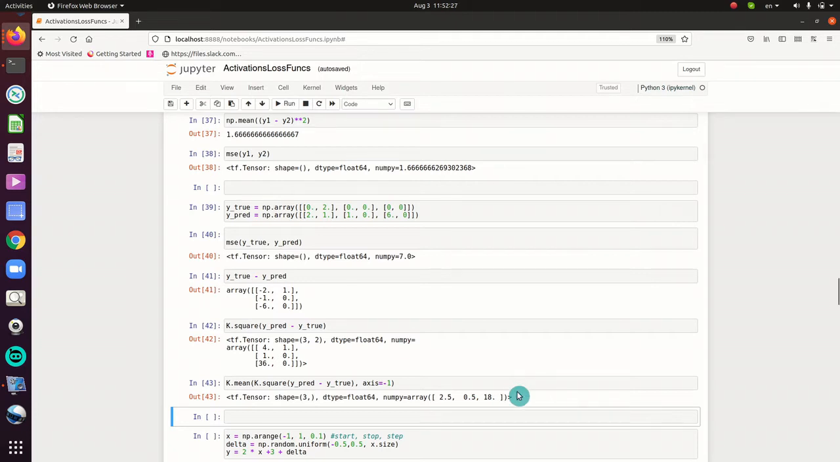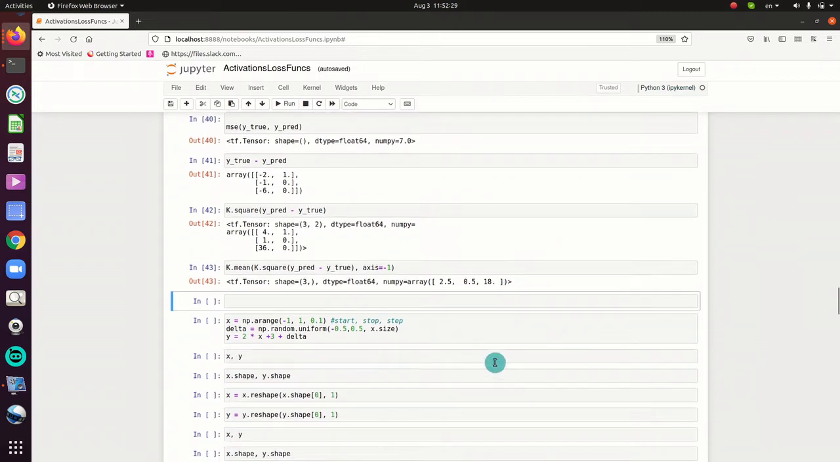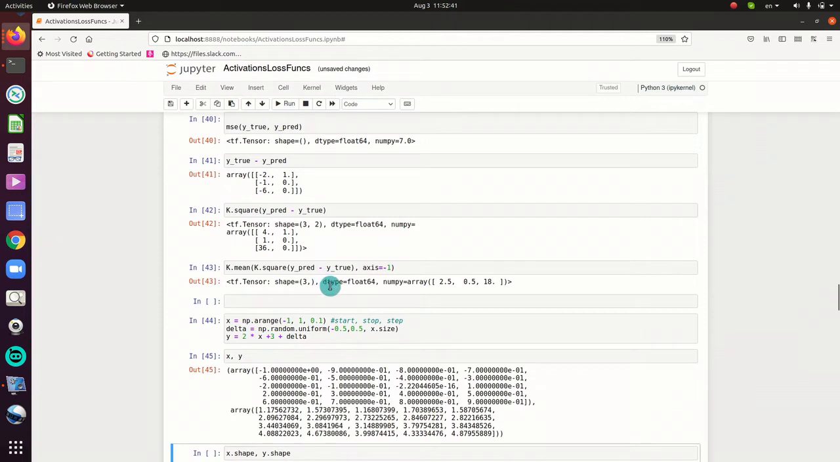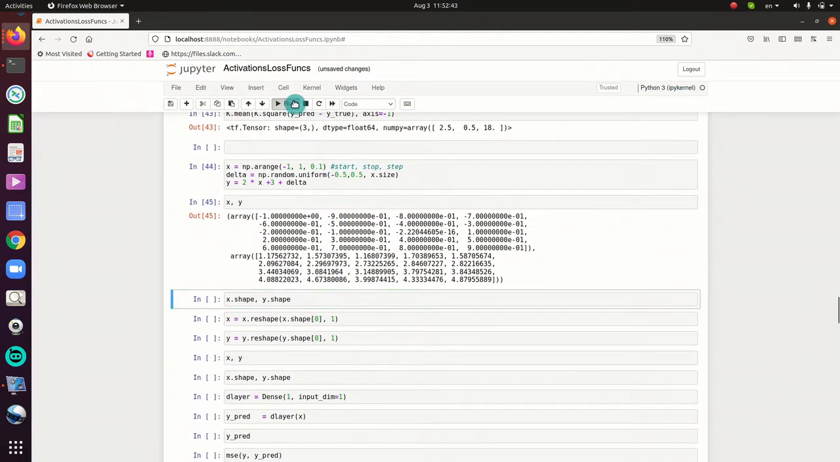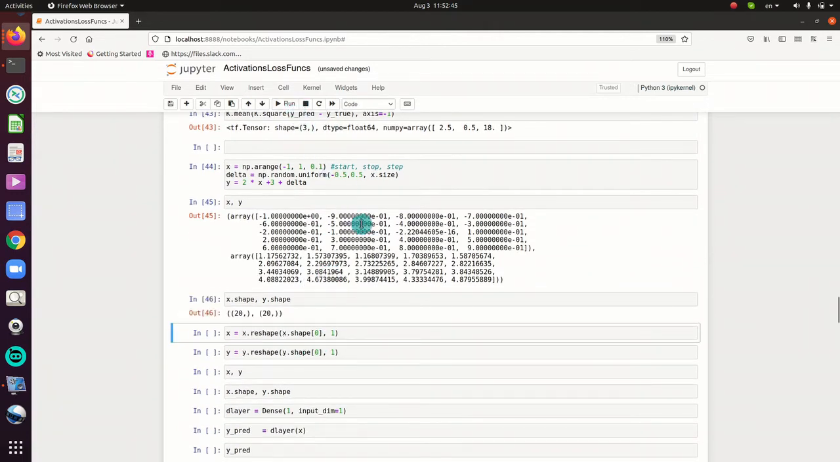Now we will see MSE in action with a Keras dense layer. Once again, this is the input and target I created for the first video. We will do a simple regression problem. Here is the input and output again, 20 points each. I will reshape the input and target. I will make them 20 by 1.